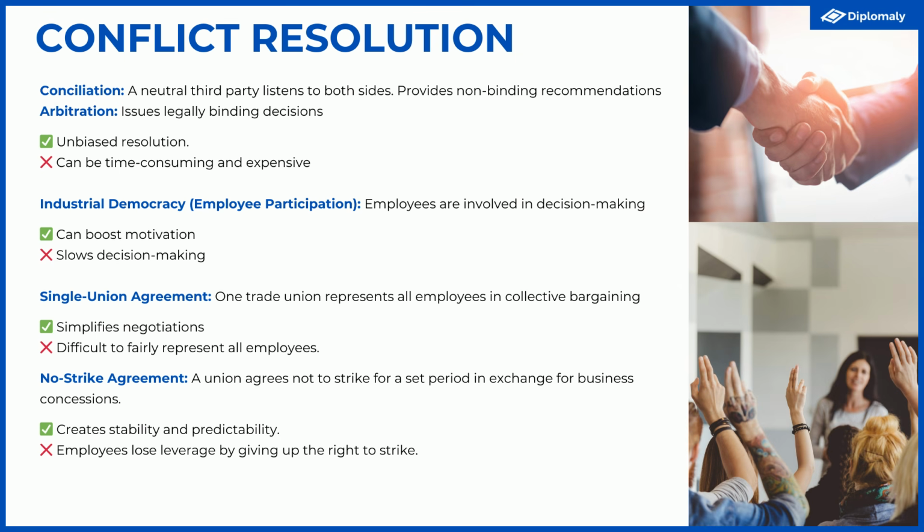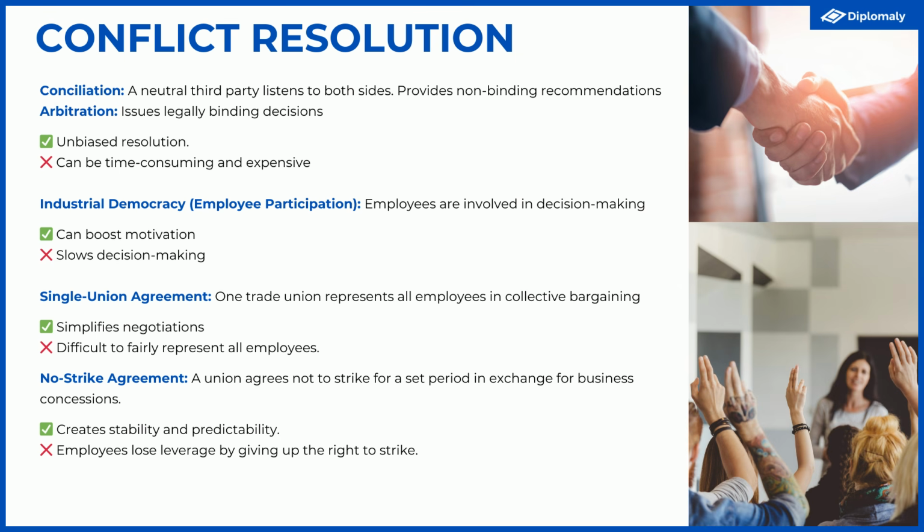Eventually, all conflicts will have a resolution, and there are 4 methods that can be taken to solve these employer-employee conflicts. The first is conciliation and arbitration, which involves the use of an independent third party who listens to the concerns of both sides. This allows for an unbiased actor to provide their recommendations, but can be a time-consuming and expensive process. The process of conciliation and arbitration is the same.